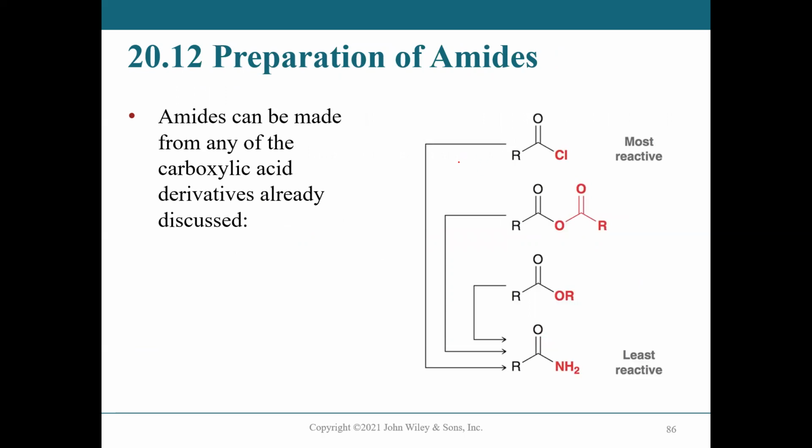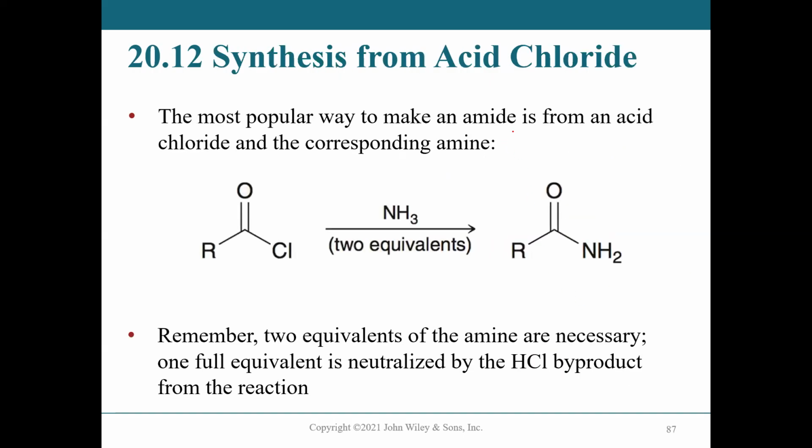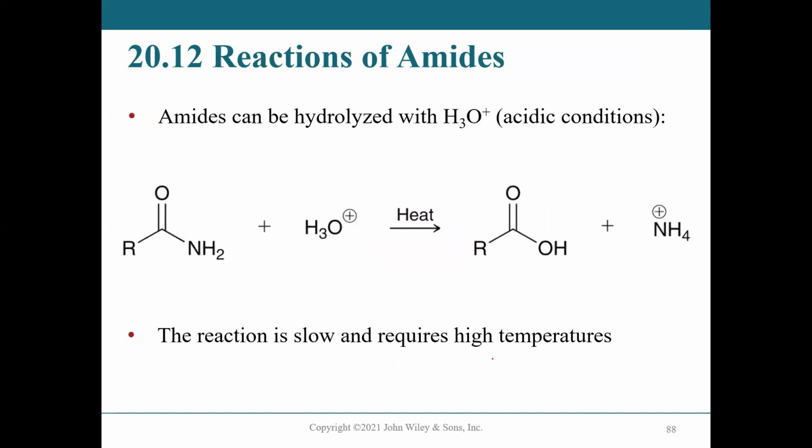Amides can be made from any of the carboxylic acid derivatives already discussed. Here's your least reactive, here's your most reactive, really good leaving group. The most popular way to make an amide is from an acid chloride and the corresponding amine. Remember, 2 equivalents of the amine are necessary. 1 full equivalent is neutralized by the HCl byproduct from the reaction. Amides can be hydrolyzed with an acid. The reaction is slow and requires high temperatures though.